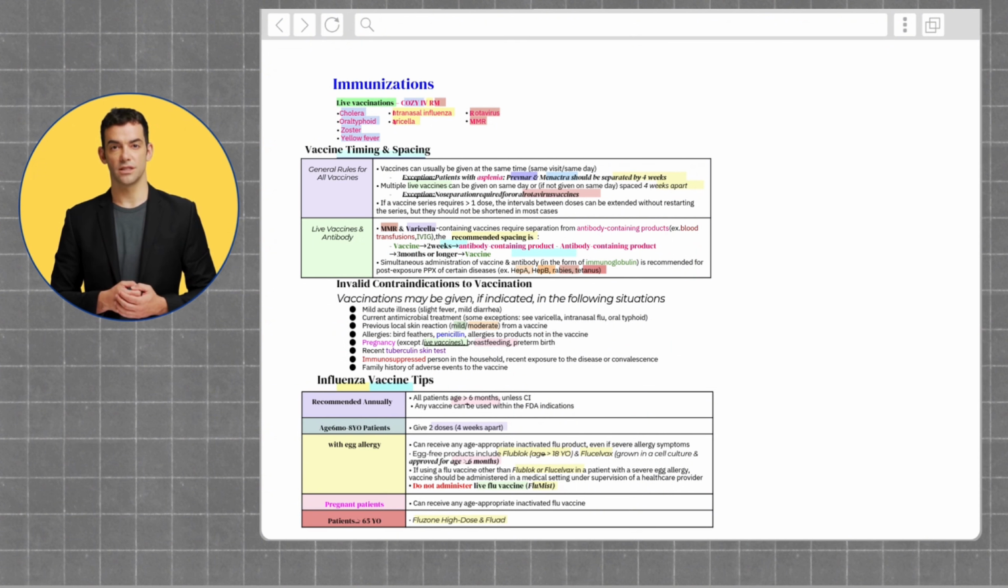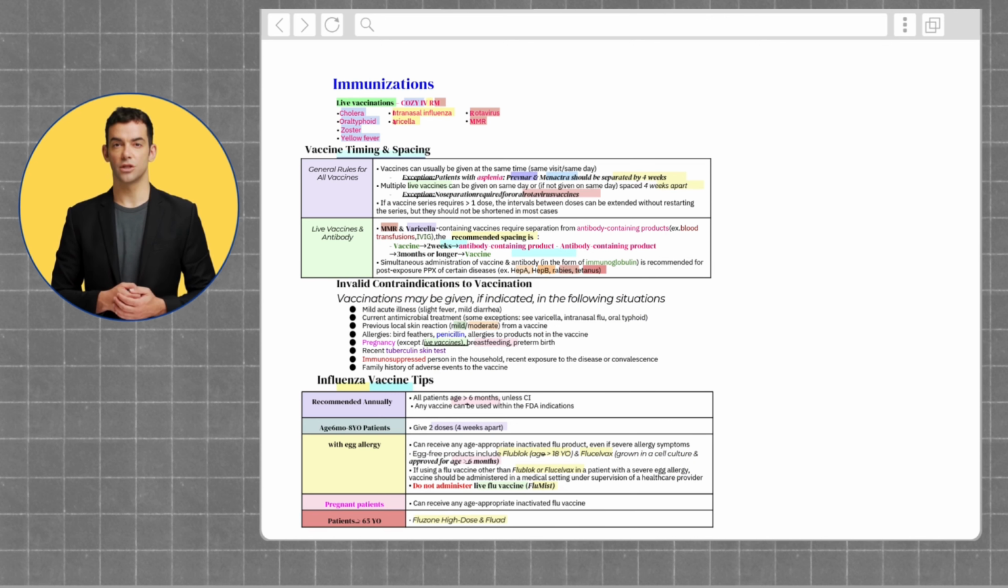You'll be asked to make vaccination recommendations. Therefore, vaccinations may be given, if indicated, in the following situations: mild acute illness, current antimicrobial treatment, previous local skin reaction from a vaccine, allergies, bird feathers, penicillin, allergies to products not in the vaccine, pregnancy, except live vaccines, breastfeeding, preterm birth, recent tuberculin skin test, immunosuppressed person in the household, recent exposure to the disease or convalescence, family history of adverse events to the vaccine.